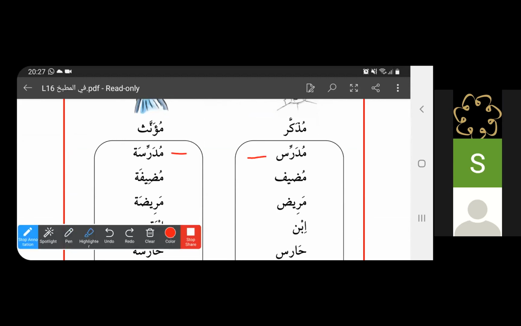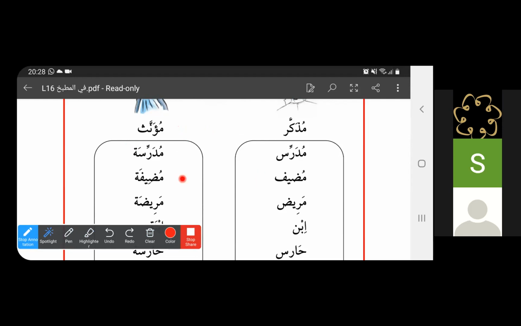So before you do, I will just explain to you. In the end of مذكر, if you add the letter تا, it becomes مؤنث. All right, like this way. Like you see مدرس and مدرسة. مدرس, مدرسة, teacher and female teacher.